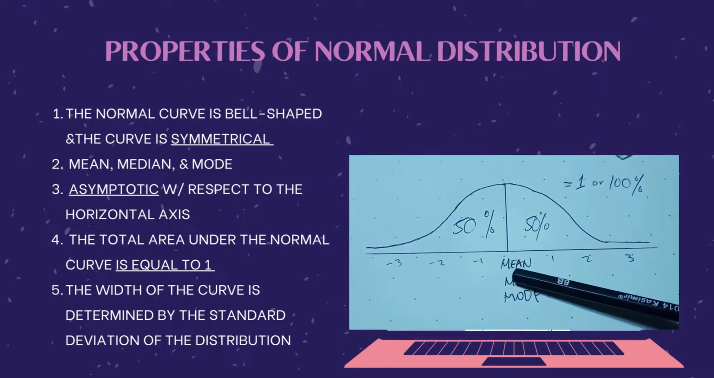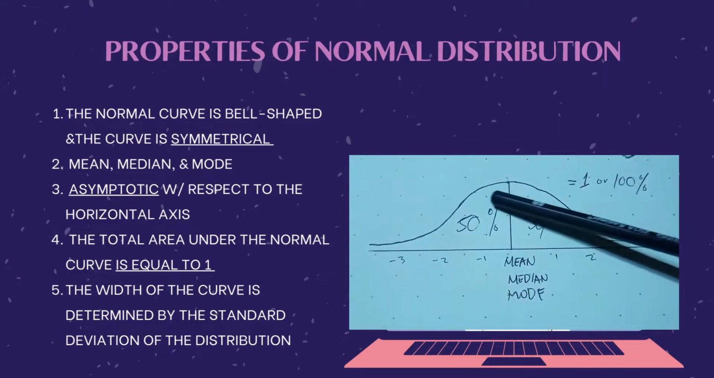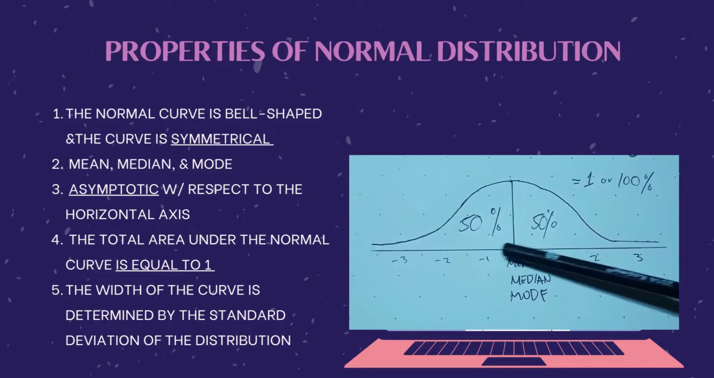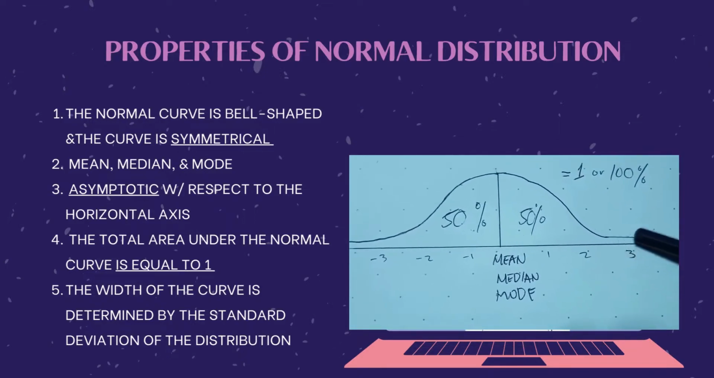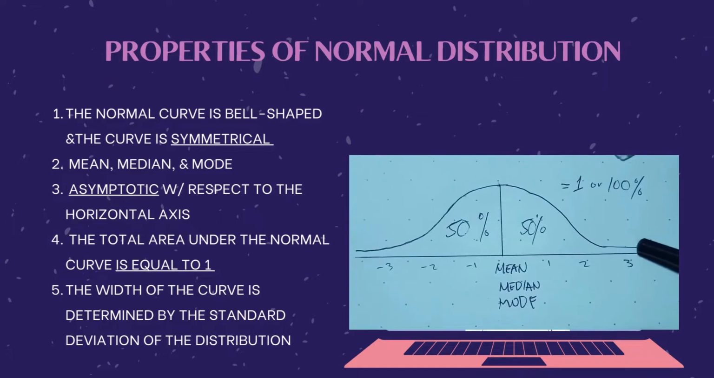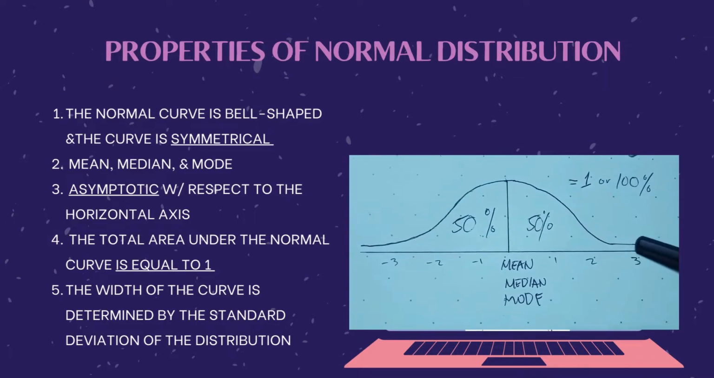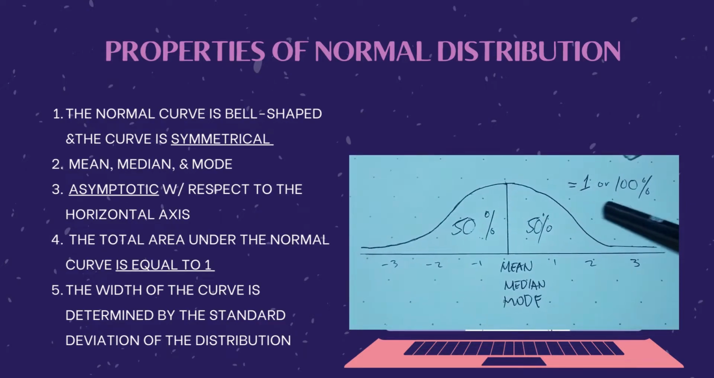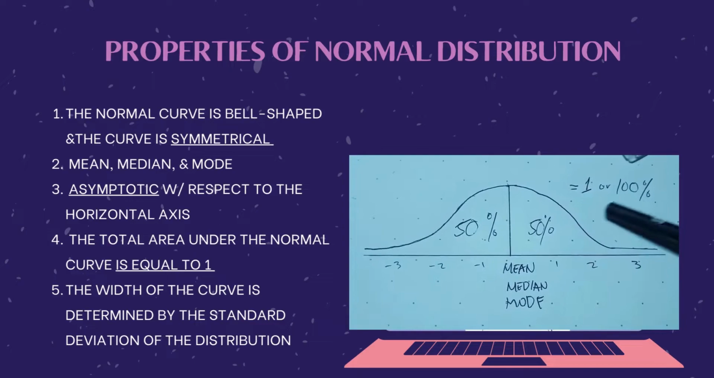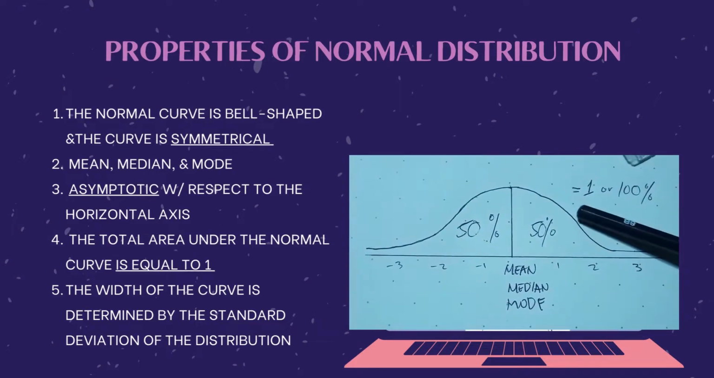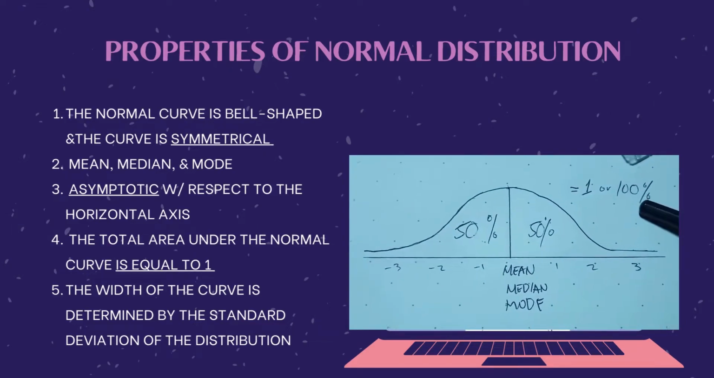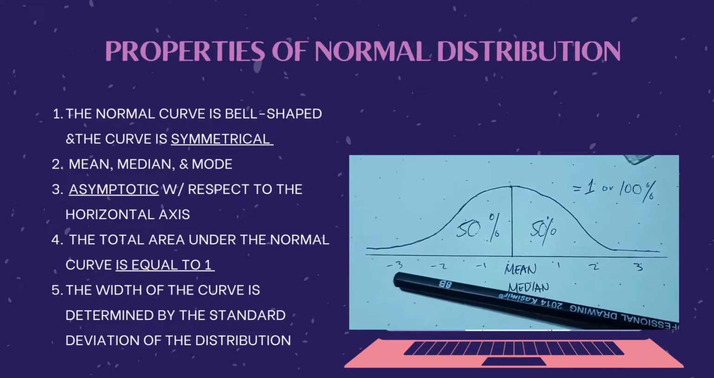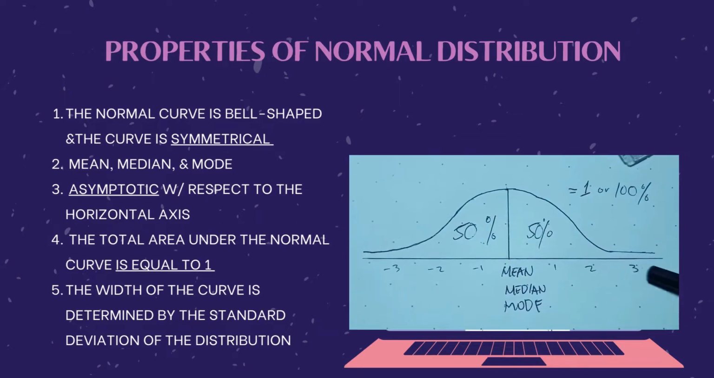Number 3, asymptotic with respect to the horizontal axis. Meaning, the normal curve is asymptotic to the horizontal axis. So, it gets closer and closer, but it never touches the horizontal axis. Number 4 is the total area under the curve is 1 or 100%. Number 5, the width of the curve is determined by the standard deviation of the distribution.